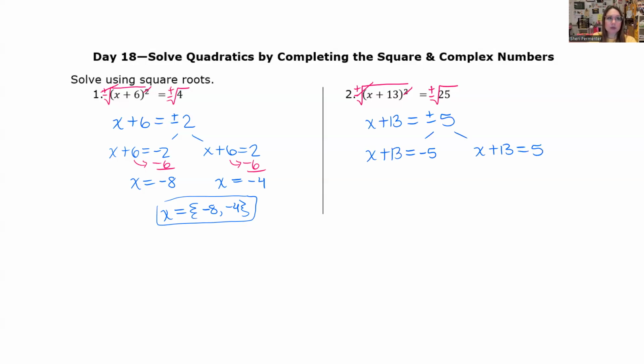How do I undo both branches? Like, how do I get x by itself? It's the same step on both. Subtract 13. On the left branch, I have negative 5 and I'm getting more negative. What's negative 5 minus 13? Negative 18. On the right, what's 5 minus 13?